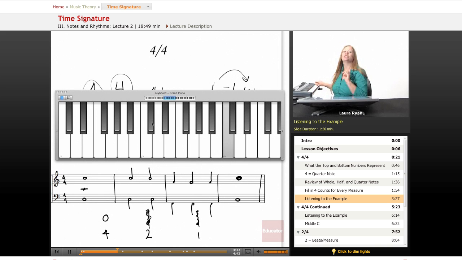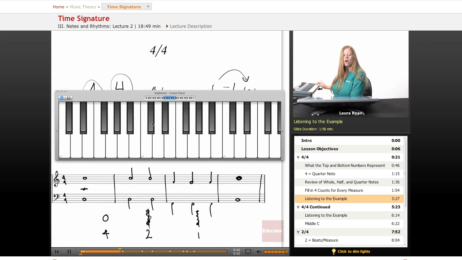Let's practice that with just one hand. So we'll play the treble clef. 1, 2, 3, 4. 1, 2, 1, 2, 1, 1, 2, 1, 1, 2, 3, 4. Did you notice something? I played all C's. I didn't play the F's there.